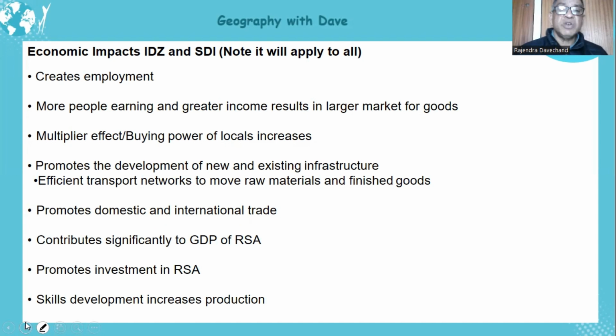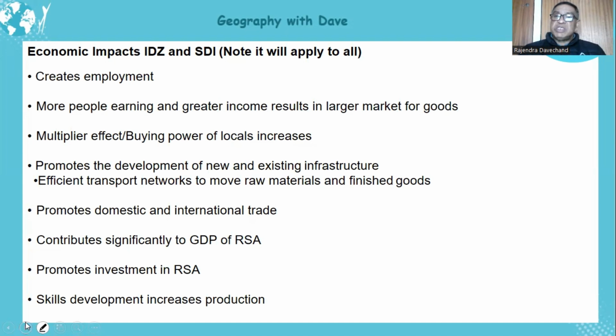Now, economic impacts on this. Note, I will be discussing this, but the same things will apply for the Wild Coast SDI. I'll talk about that later. So let's look at these things. It creates employment. How? Your qualifier, as you were talking about. How does it create more employment?